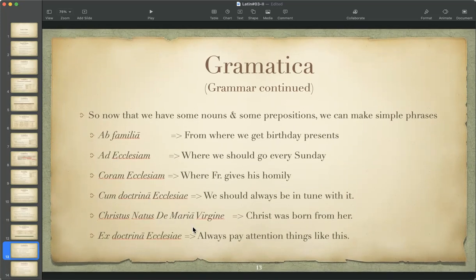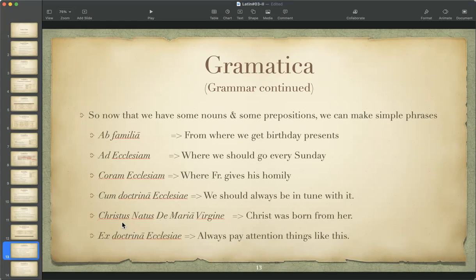Anyway, okay, so cum doctrina ecclesiae, we should always be in tune with it. Cum is with. Doctrina, notice I put a little line over the A, is ablative, which cum takes, with the doctrine of the church. Maybe we should send that phrase over to Germany about now.